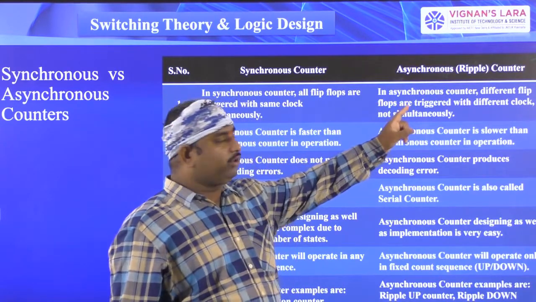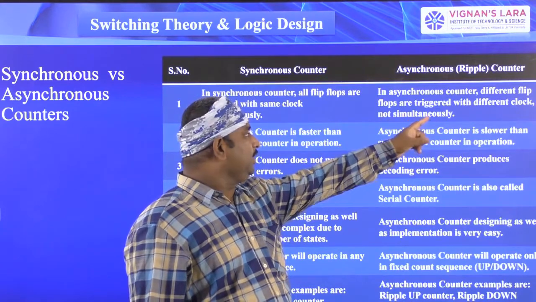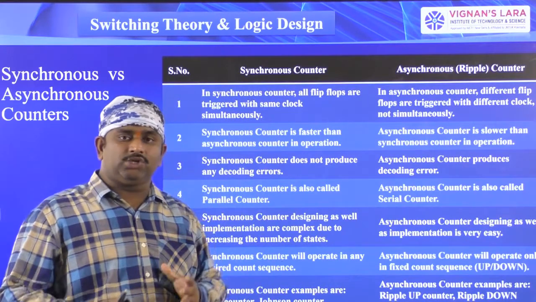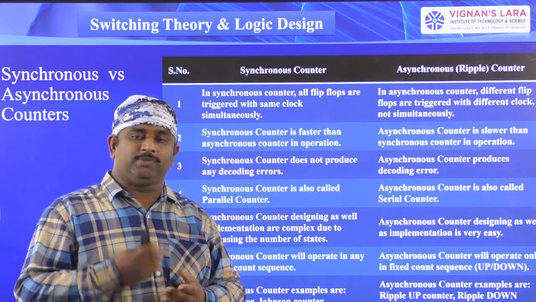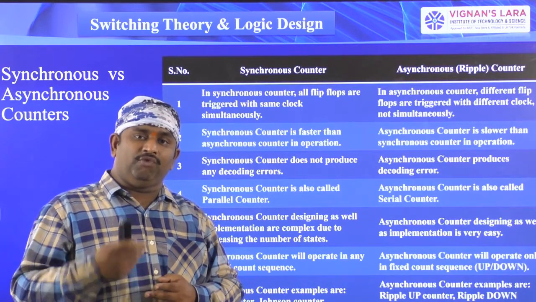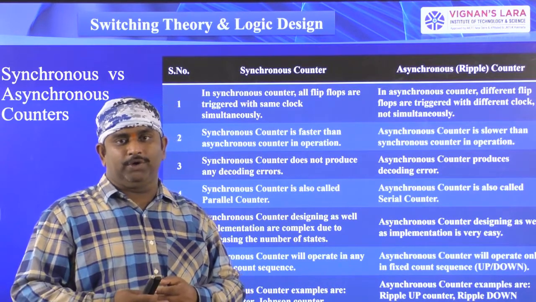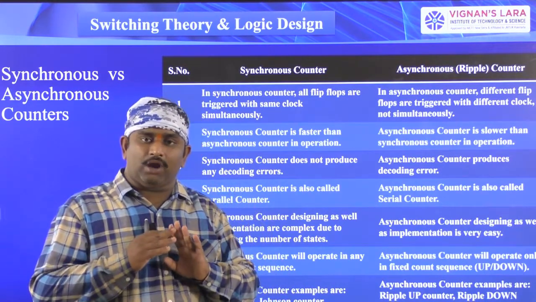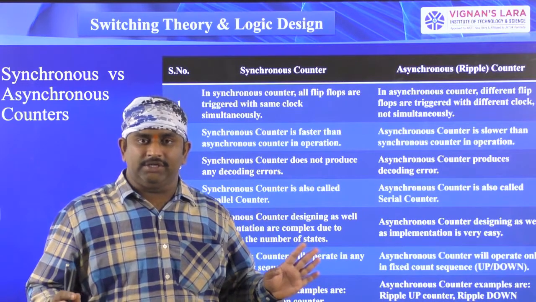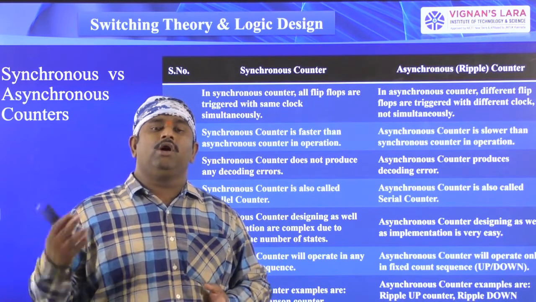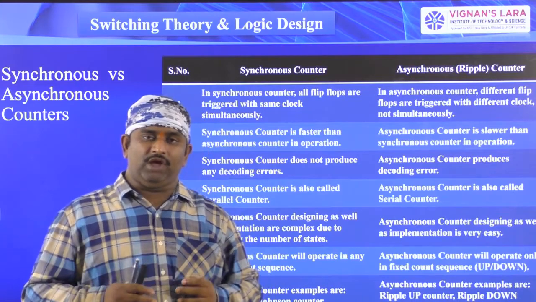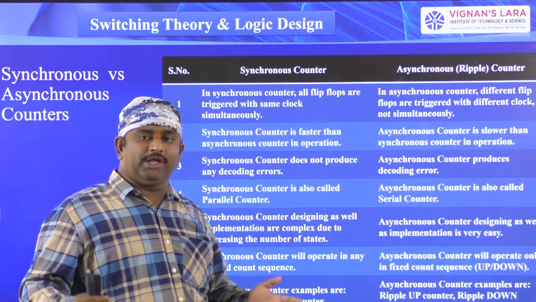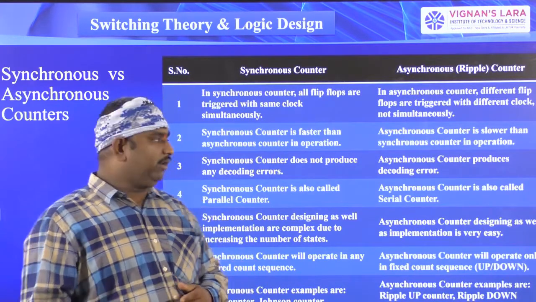Next, in asynchronous counter, different flip-flops are triggered with different clocks, not simultaneously. So, in the asynchronous counter, the first flip-flop completely depends on the clock signal. The second flip-flop will work based on the first flip-flop output, that is not dependent on the input clock signal. And all the flip-flops are not working simultaneously. They will work based on the clock signal of each flip-flop. So they are not connected in a common way. They are connected in different types of configuration, and based on that, they will work.